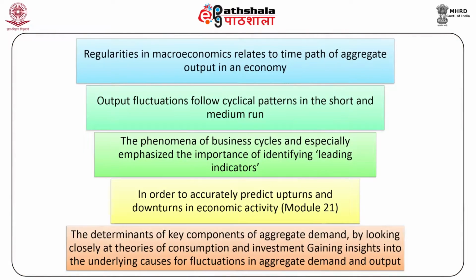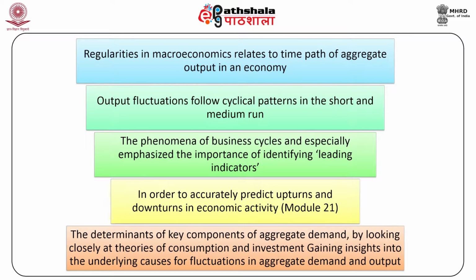One of the key empirical regularities in macroeconomics relates to the time path of aggregate output in an economy. Typically, output fluctuations follow cyclical patterns in the short and medium run, whereas a secular increasing trend is most commonly observed over longer periods of time, for example, 50 years or more. We examined the phenomenon of business cycles and especially emphasized the importance of identifying leading indicators in order to accurately predict upturns and downturns in economic activity, which we studied in module 21.